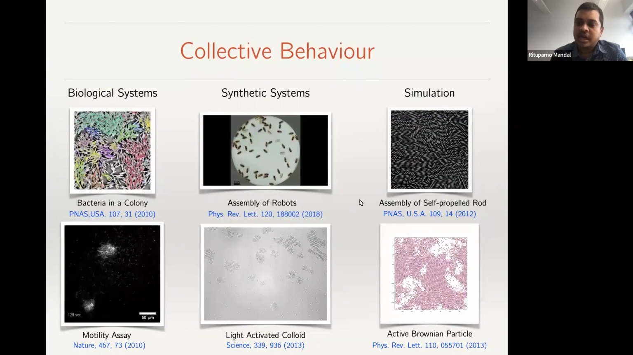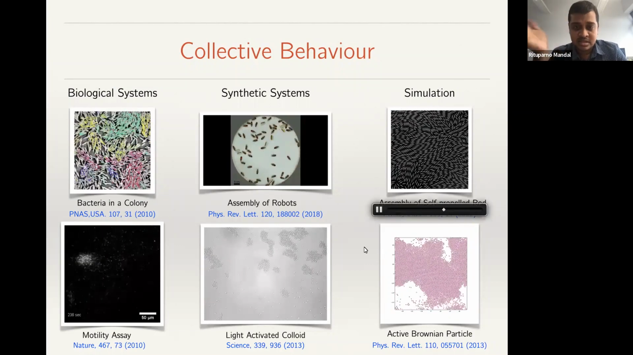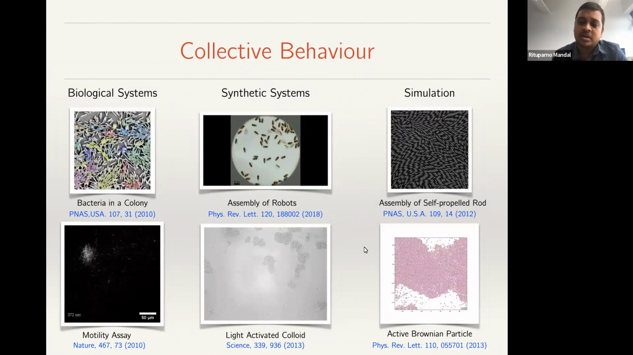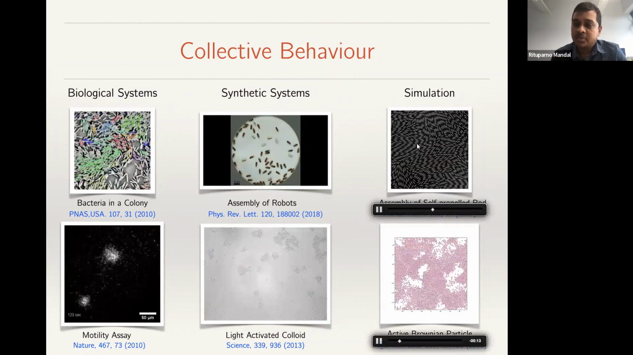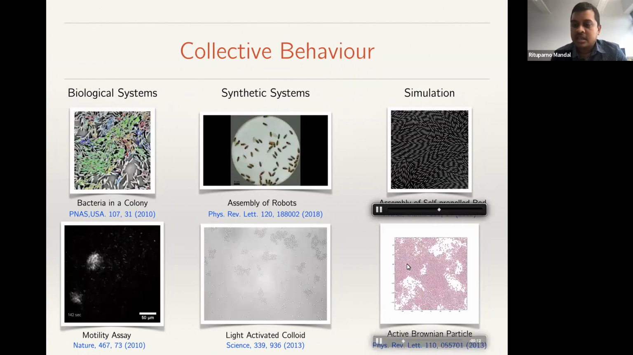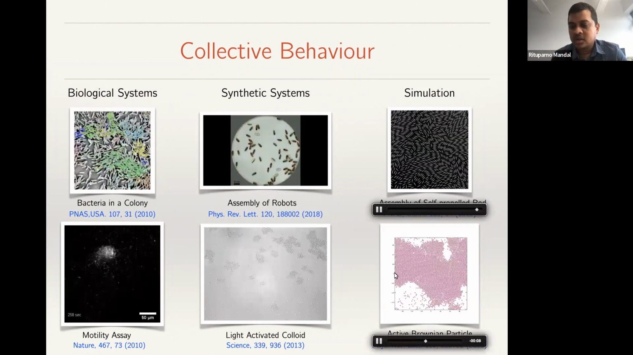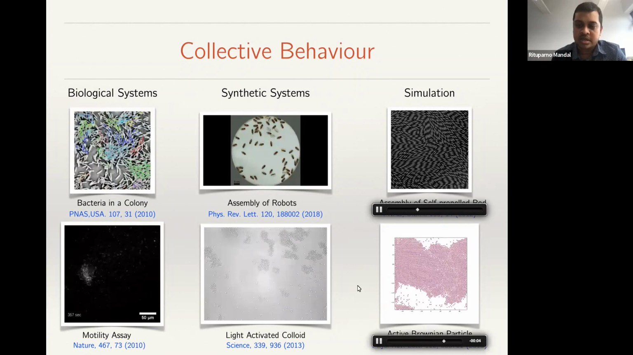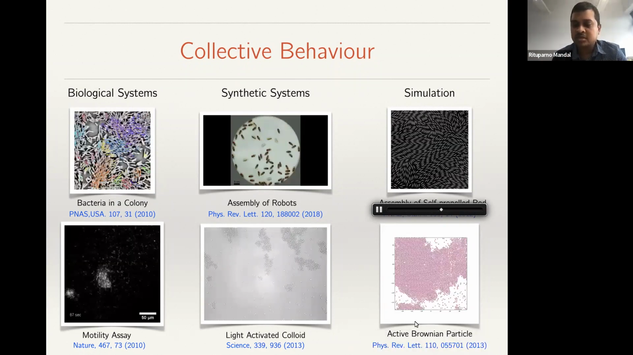On your extreme right, you see movies from simulation, which are even simplified versions of these experiments, where you see two examples. One is an assembly of self-propelled rods, and in the lower one, you see an assembly of self-propelled spherical particles, and these are known as active Brownian particles. For most of the talk, I'll be describing systems which are motivated by this kind of model.